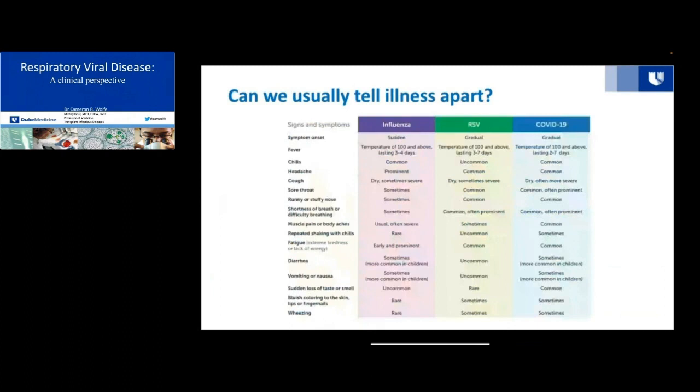So can we tell them apart? And I think the overall summary is it is very difficult when you sit in front of a patient in a clinic or in an urgent care to really tease these three illnesses apart. For the most part, patients will have mild illness, but each one of these can certainly cause viral pneumonia. And as we've seen from COVID, a really unique hyperinflammatory syndrome there.